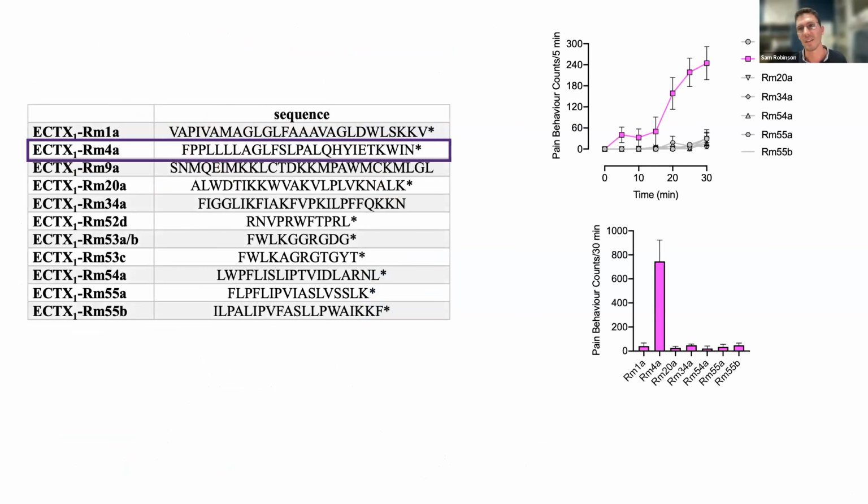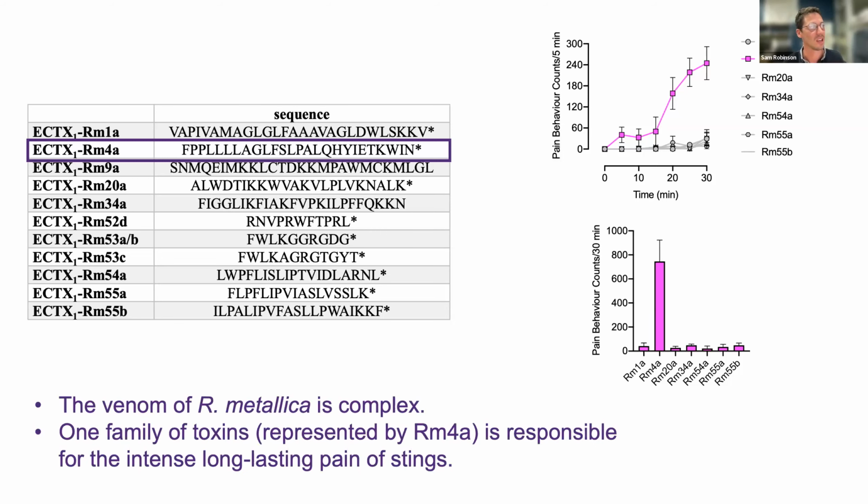We did the same assay, injecting them into the mouse paw, and we had one huge standout. What you see here is pain behavior counts over 30 minutes. One thing I found really cool is that with this toxin you see a gradual buildup in the pain behavior. That also mirrors what you experience when you're stung by this particular ant. So again, we're pretty confident we've found the pain-causing factor here, and this is the toxin called RM4A.